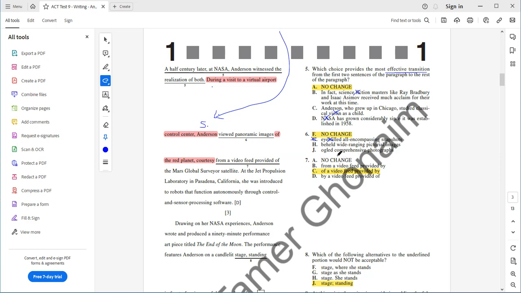Yes. So now let's find which one is shorter. Here, viewed panoramic images, three. Here, beheld, one, two, three, four, five. Just put this aside. One, two, three. The problem now is that I have F and J, three words each: viewed panoramic images or ogled comprehensive photographs. We have to complete the sense to know which one is right, because here it's talking about comprehensive photographs, and here only panoramic images.